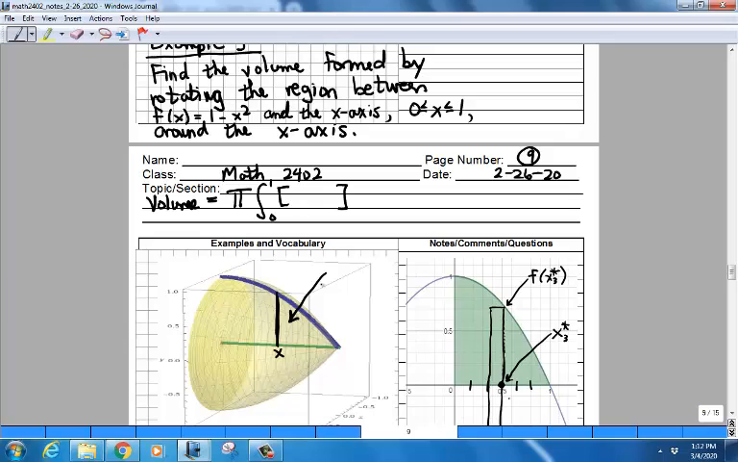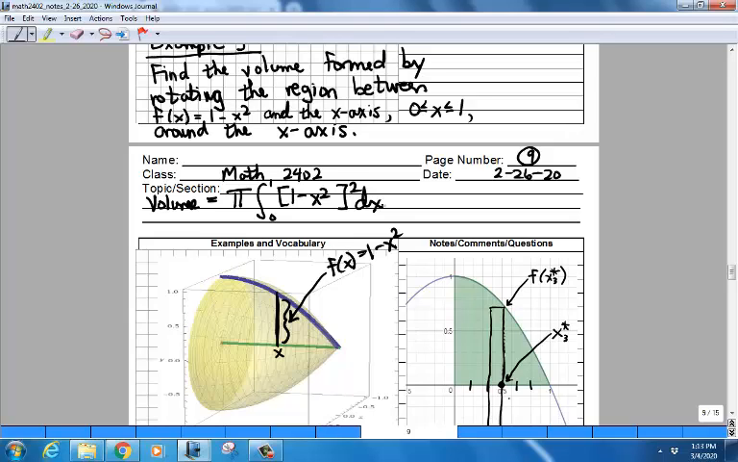So, in other words, this length is f of x. And remember, f of x in this particular instance is 1 minus x squared. So that's what this radius is. We're going to put in here 1 minus x squared. That's all there is to it. And then you're going to square that. Don't forget the square, okay? Otherwise, it's going to come out completely wrong. So if you can evaluate that definite integral and then multiply by pi, you're done.